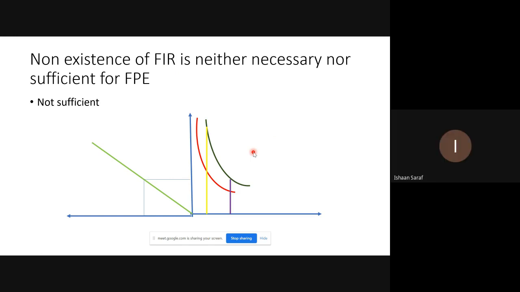Ma'am, is it like existence or non-existence? Yes, it doesn't matter. Factor intensity reversal is not so important. Whether we are getting factor price equalization or not, there is no such relation between these two. That is the thing actually. Okay, ma'am. So this is not sufficient.